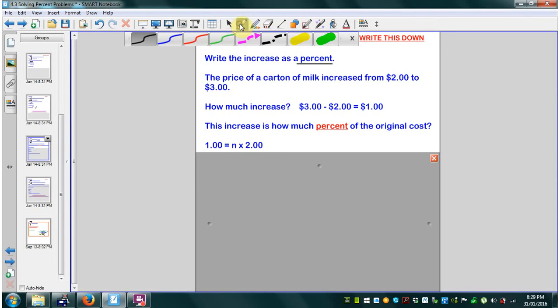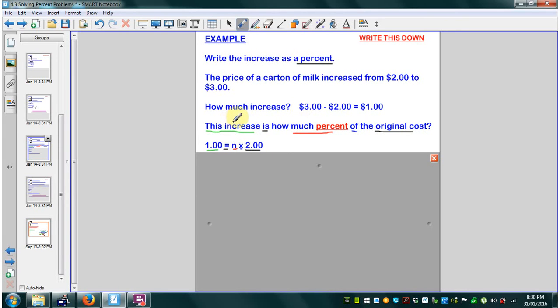So we have this increase, or $1, so I brought it down here, is how much percent of the original cost. And I ran out of colors. Come back to black. The original cost, and the original cost was $2. So that's how I set this up. That's how I knew to set it up like this.